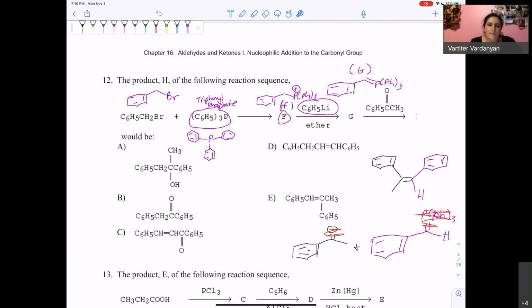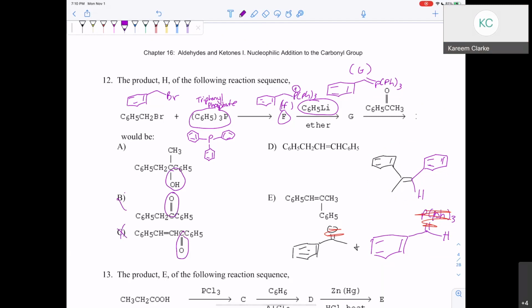So it's definitely an alkene, so it can't be B, C, or A. So it's either D or E. Cool. So this one has an OH. This one has a ketone and a ketone, so that's wrong. So between C and D, how do we tell which one's correct? So benzyl methyl, benzyl. So D is correct.